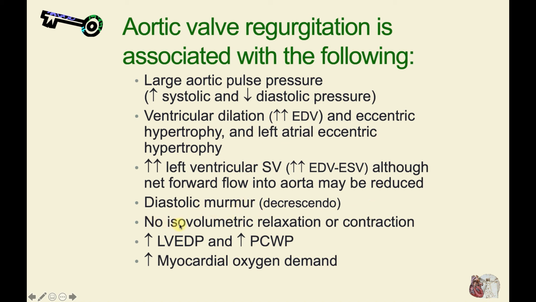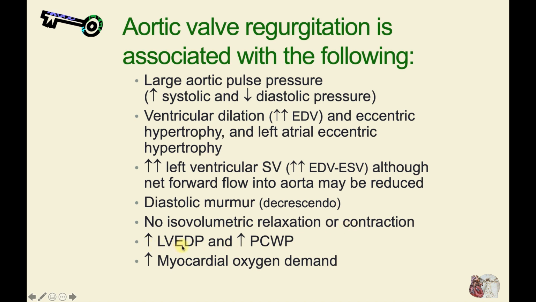There will be no phase of isovolumetric relaxation or contraction. Because remember that isovolumetric relaxation and contraction only occur because all four valves are closed and sealed. But in this case, the outflow tract valve does not close. So it's either open during systole, or during diastole it's partially open still, so blood can go back into the ventricle. And so there is no true isovolumetric phase.